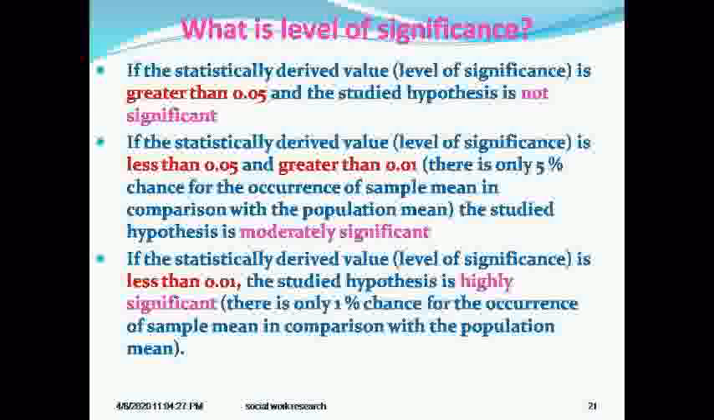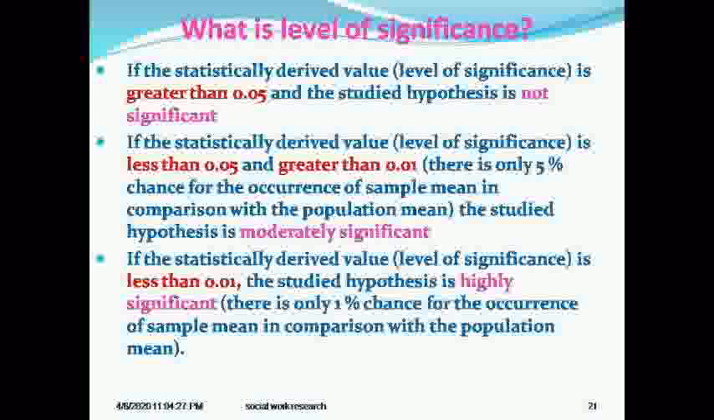Now the second case, if the statistically derived value or the level of significance is less than 0.05 and greater than 0.01, there is only 5% chance for the occurrence of sample mean in comparison with the population mean. Then we can say the studied hypothesis is moderately significant, which means there is 5% chance for the truthfulness of our hypothesis.